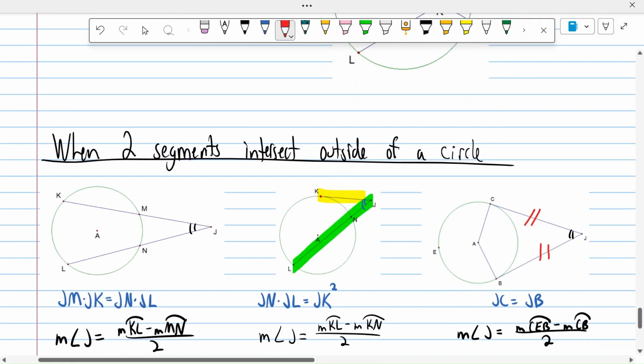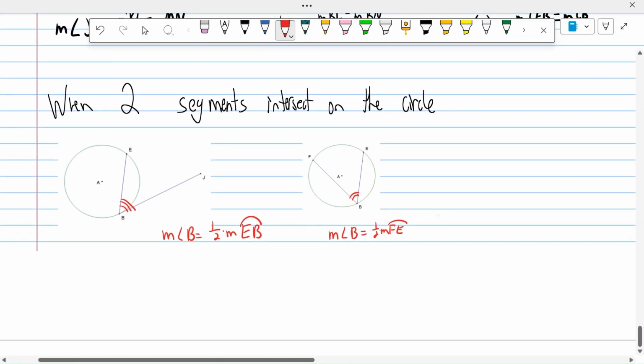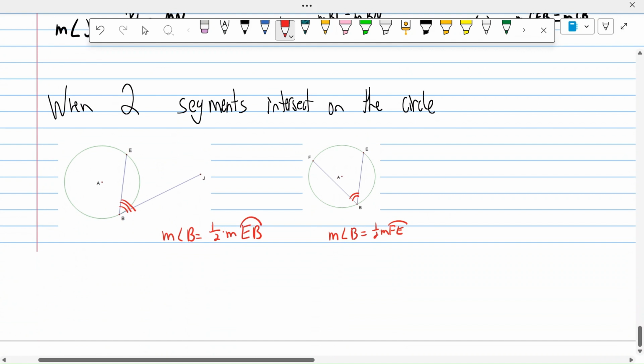Inside the circle, outside the circle, on the circle. So if two segments intersect on the circle, then this angle B is 1/2 the measurement of this arc angle. It's like an inscribed angle. And that this is the inscribed angle. Angle B is 1/2 of arc angle FE. Notice there's no segment equations relating those segment lengths. It's all about the angles for this specific one.